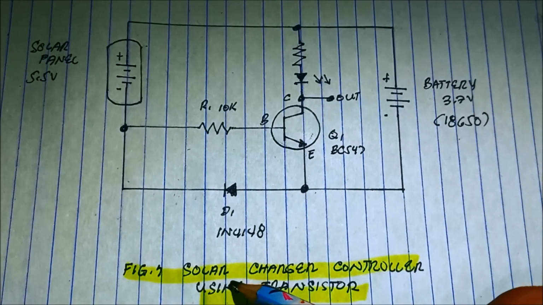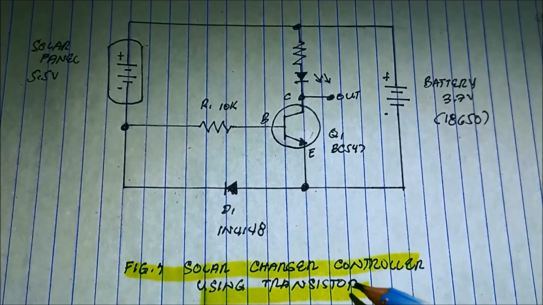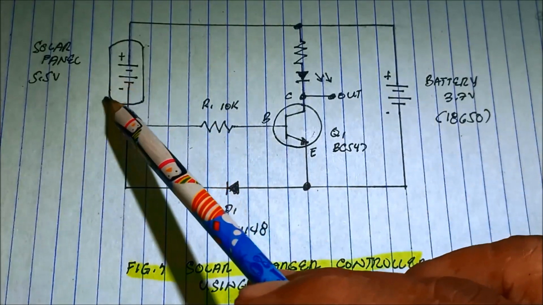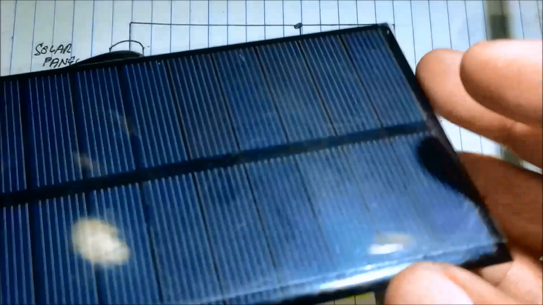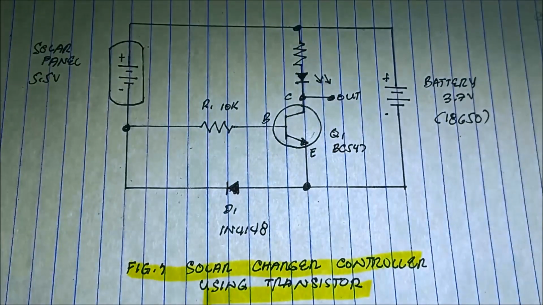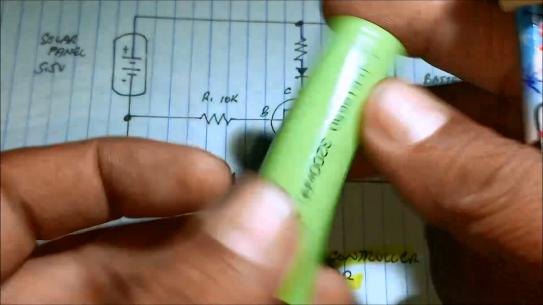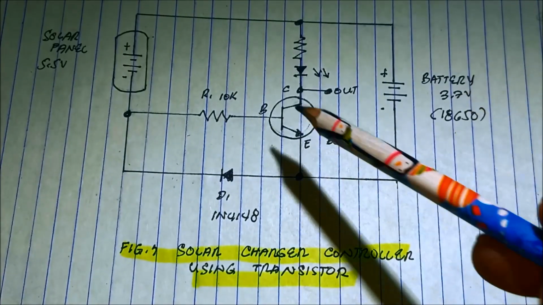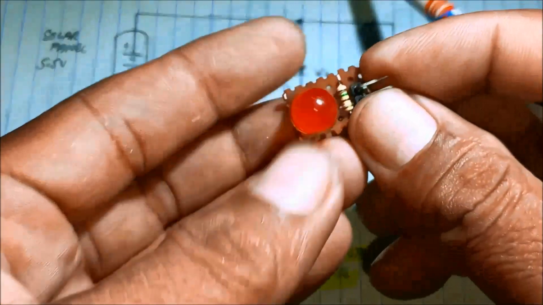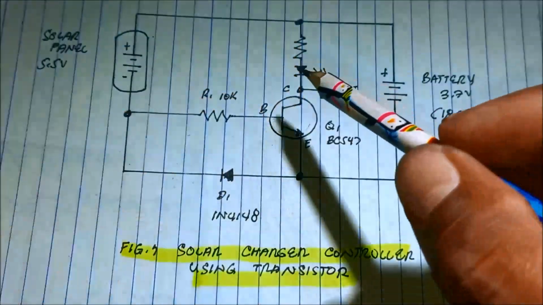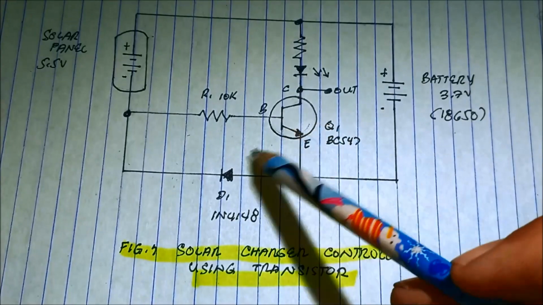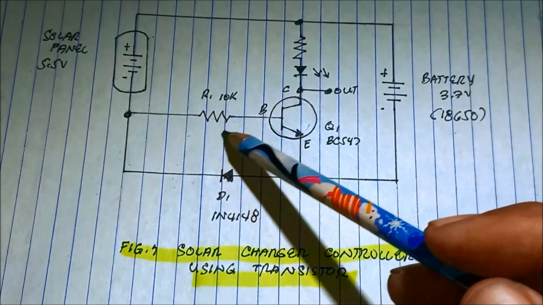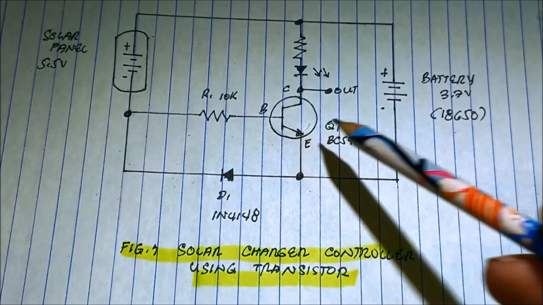We have now this figure, solar charger controller using transistor. So this is the DC solar panel, 5.5 volts, as indicated here. And then we have this 18650 battery, 3.7 volts, rechargeable battery. And then we have the LED module, already with the resistor and then the LED. Of course, we have the transistor and then the biasing resistor, in order not to damage the transistor.